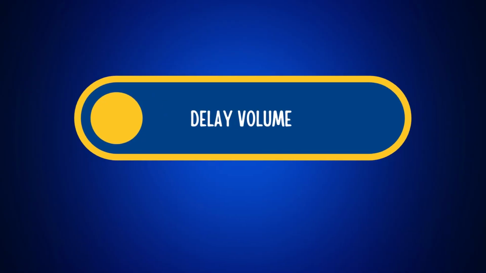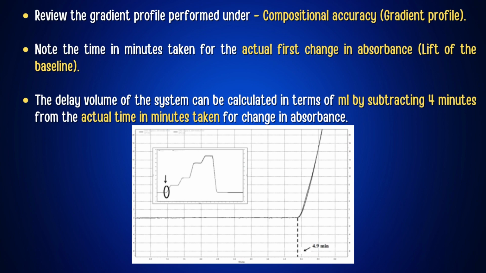Now the next parameter is delay volume of the system. Review the gradient profile performed under compositional accuracy or gradient profile. Note the time in minutes taken for the actual first change in absorbance, that is, the lift of the baseline. The delay time of the system can be calculated by subtracting 4 minutes from the actual time in minutes taken for the change in absorbance.